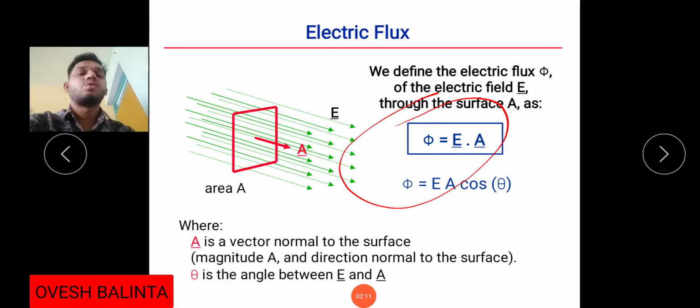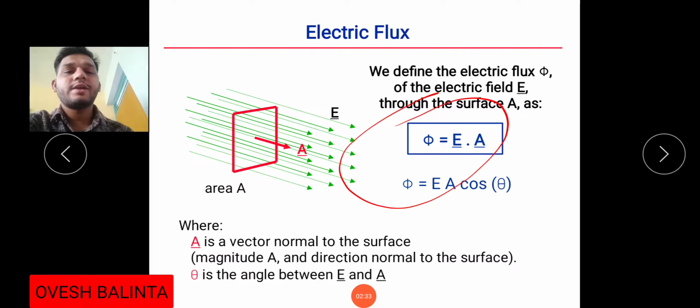Now E dot A means what? It is a dot product. Both are vector quantities, but when two vector quantities are multiplied with the dot product, the scalar product, the answer is in the form of a resultant scalar. So phi is equal to EA cos theta. We already discussed this in our physics lectures.